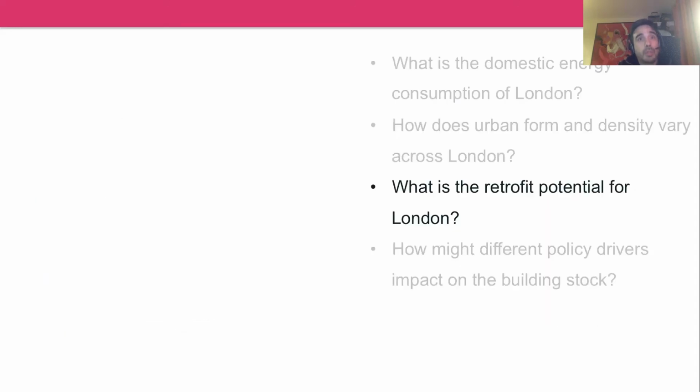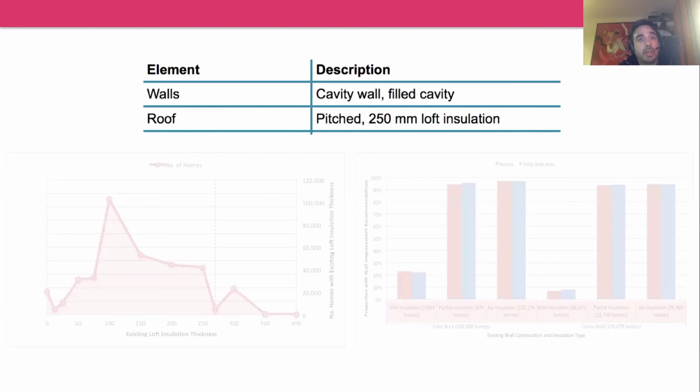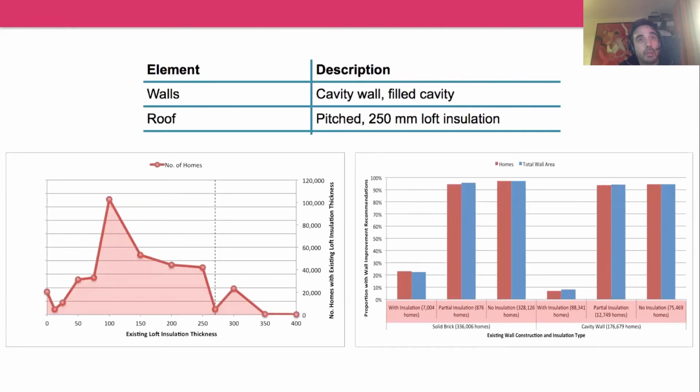We've also done a fair bit of work processing the EPC data in order to get a better understanding of the current characteristics of the stock. So this is an example of the kind of data that's available within the EPC bulk release. And we process this to understand what the buildings are now, but also to feed into a better understanding of where retrofits might be appropriate.